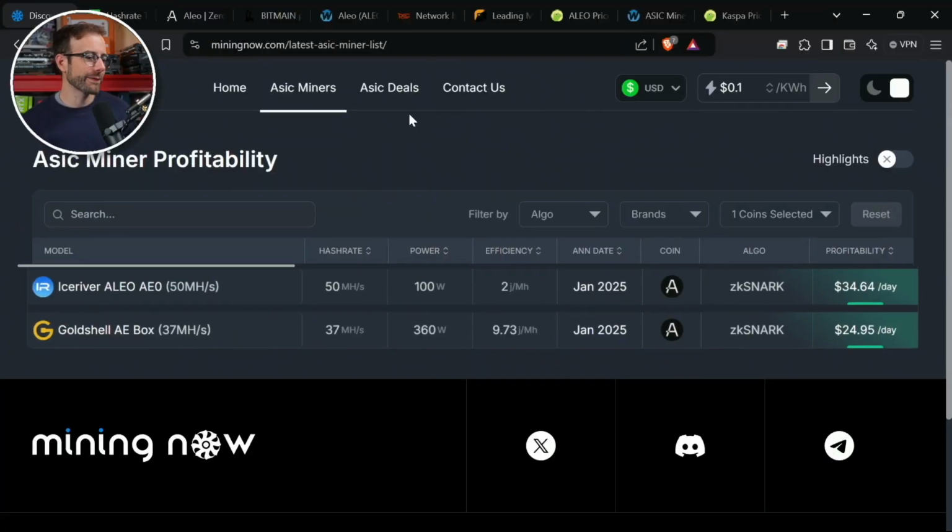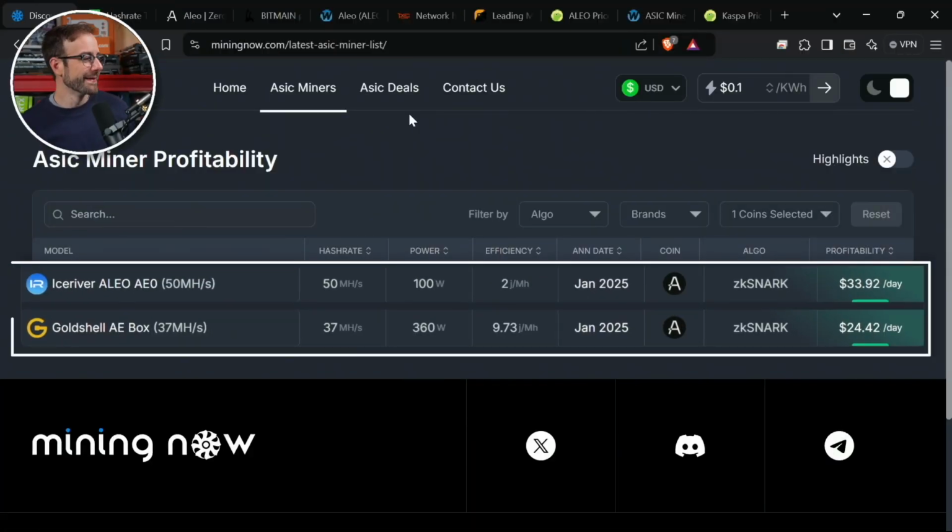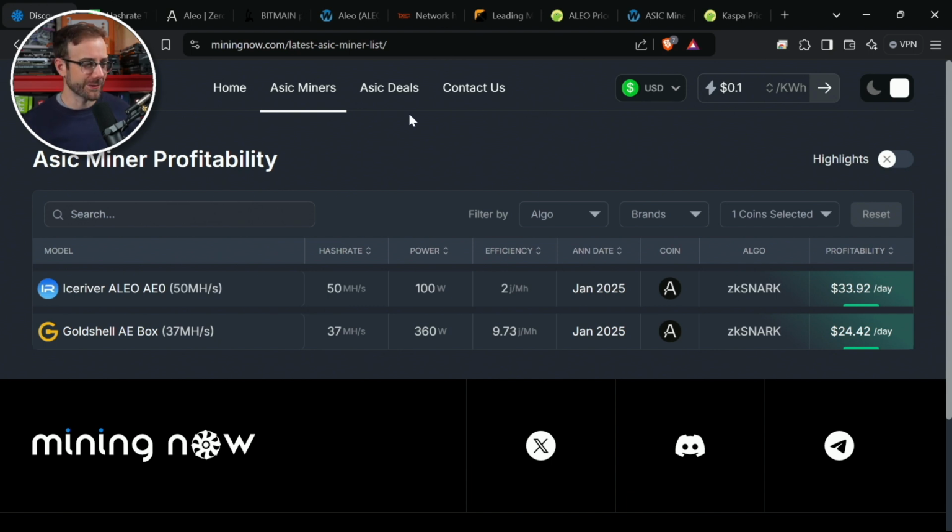But anyway, going back to these miners, the Iceriver Aleo AE0 just completely blows out of the water the reported performance of the Goldshell AE box. We're not even going to pay attention to that one. Let's go check out the Iceriver because that deserves my attention. Again, ignore all of this profitability. But what I'm looking at here is the hash rate and the power, which is incredibly efficient compared to GPUs.